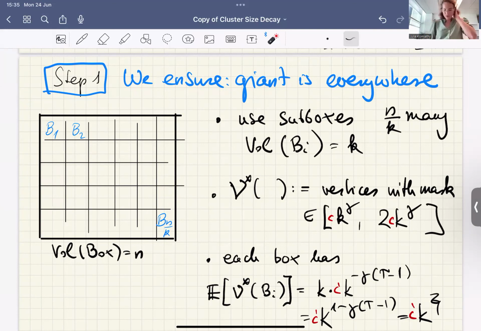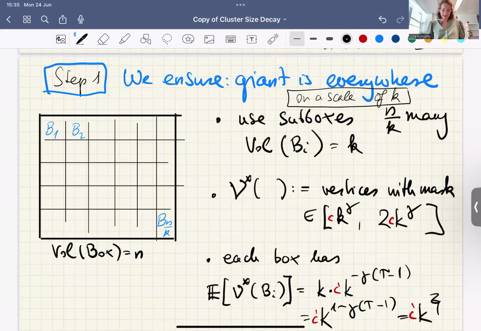So somehow, step one, we ensure that the giant component is everywhere. And by everywhere, I mean on a scale of k, because I'm looking at the cluster size decay. So I have this k in mind, that the probability that the component of the origin is larger than k, but not infinite. So this is my k.